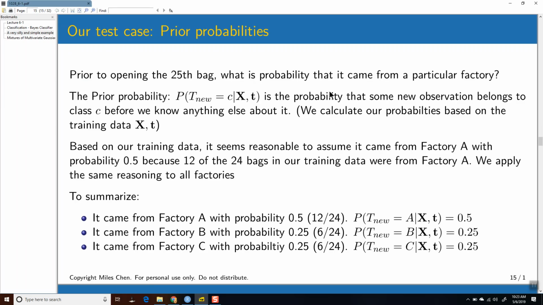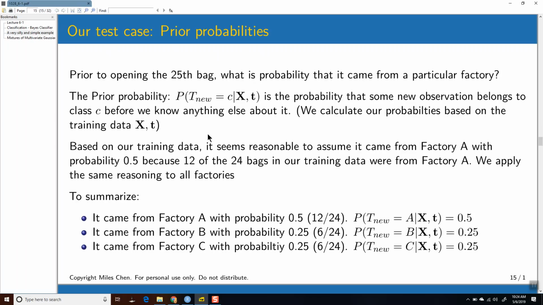Now we have our test case, the 25th bag, and before we even open it and look at the proportion of marbles inside, we can ask, what is the probability that it comes from a particular factory? The prior probability is the probability that this new observation comes from some particular class before we know anything else about it. Based on our training data, it seems reasonable to assume that it comes from factory A with probability 0.5 because 12 out of the 24 bags were from factory A.